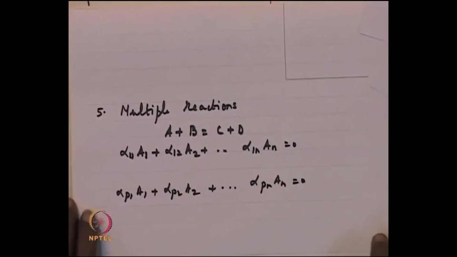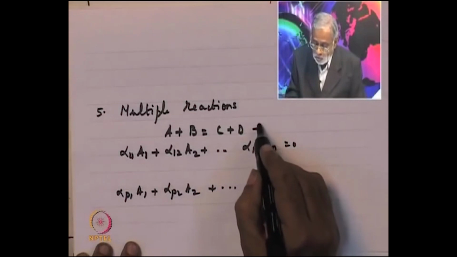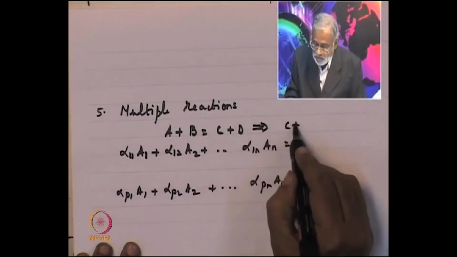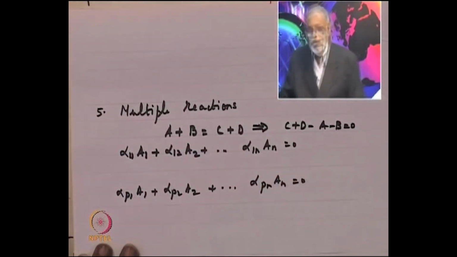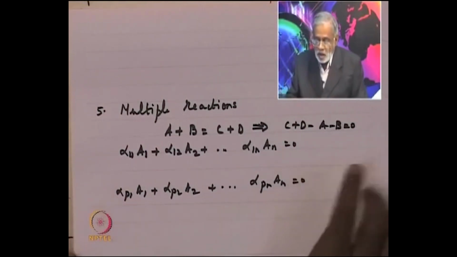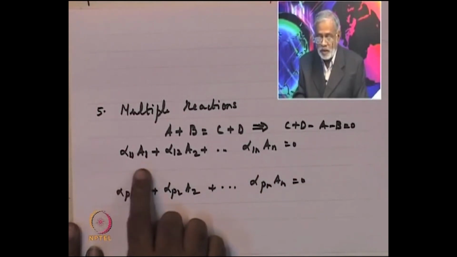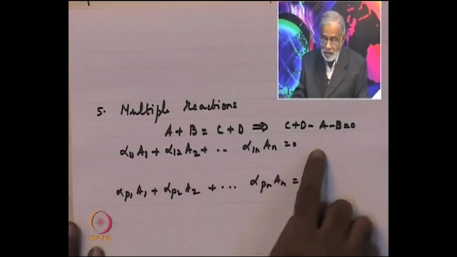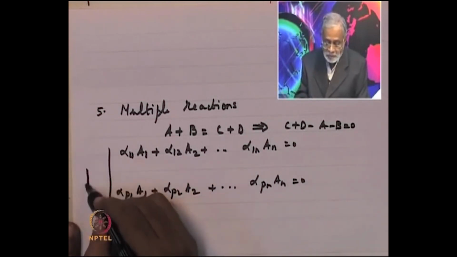What is being said here is that we have written A plus B equal to C plus D as a reaction. This can also be written as C plus D minus A minus B equal to 0. If you have a chemical reaction, you can write it as an algebraic equation. It's convenient. Or if you have many reactions occurring, as I have said here, alpha 1 A1 to alpha 1 AN is one reaction, there are p such reactions. So, there are p reactions here.